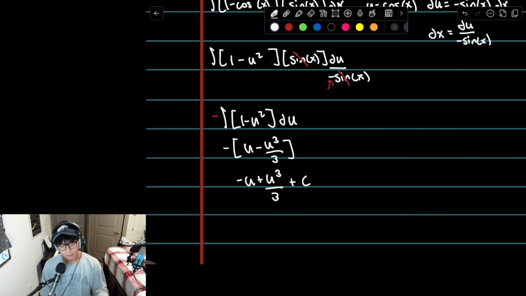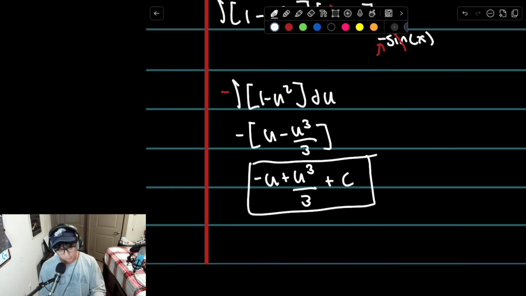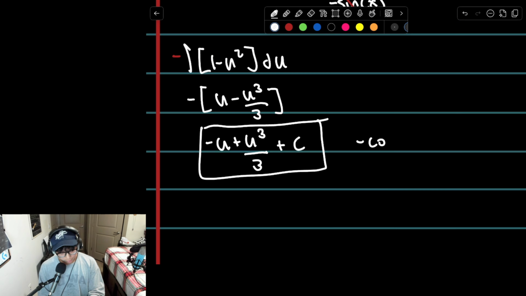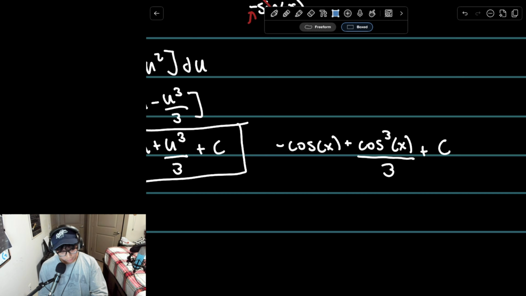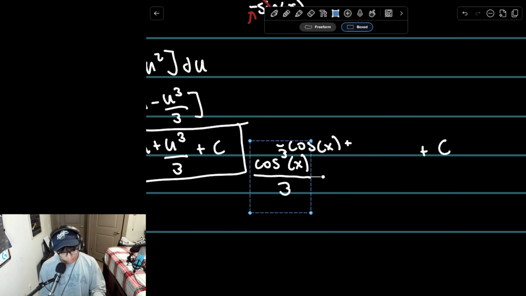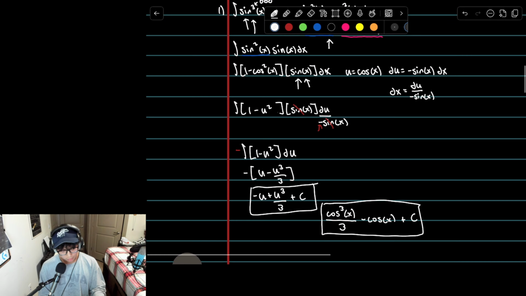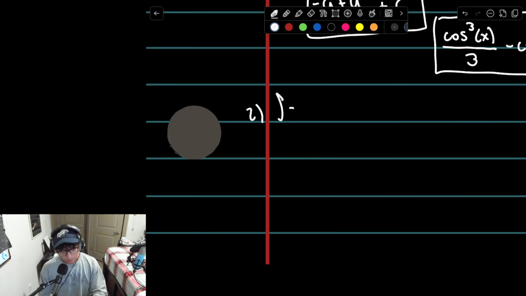Now if you remember from our u substitution video, are we done? No, we still have to plug in our u, which was cosine of x. So now we're left with negative cosine of x plus cosine cubed x over 3 plus c. And if you would like, you can always just rearrange to make the positive go first. And now we have successfully solved an integral with an odd power. I would now like you to do this more difficult problem on your own real quick.